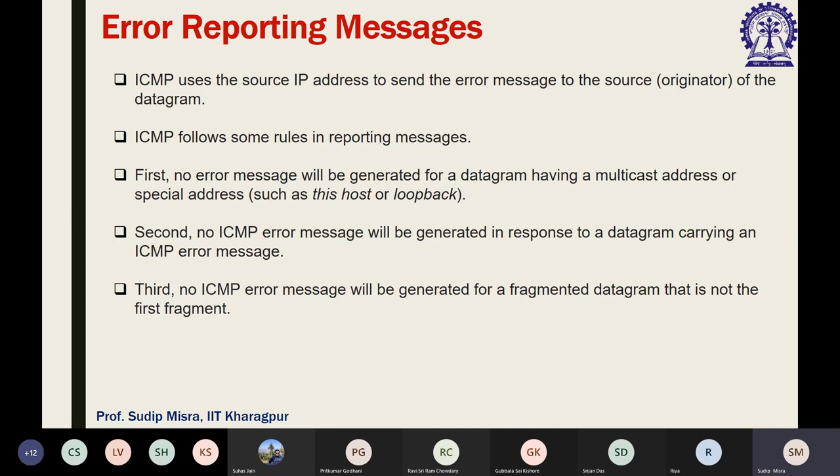Okay. So ICMP follows some rules in reporting the messages. First, no error message will be generated for a datagram having a multicast address or a special address such as this host or loopback, right? You know the loopback address. By now I think you are all familiar because you are doing the lab. Second, no ICMP error message will be generated in response to a datagram carrying an ICMP error message. And third, no ICMP error message will be generated for a fragmented datagram that is not the first fragment. So these are some of the rules that ICMP uses.